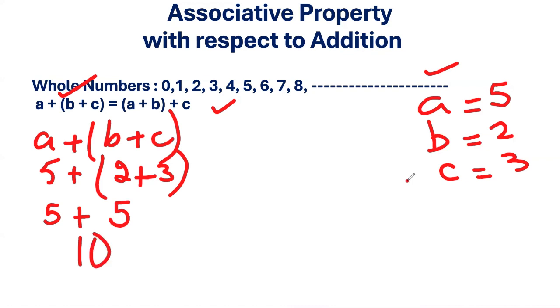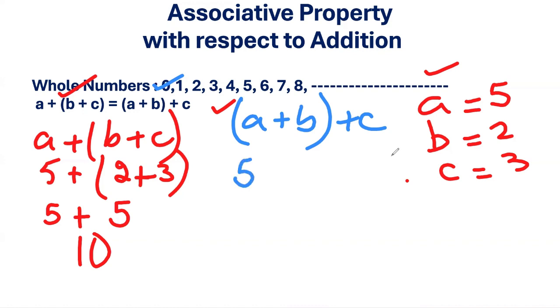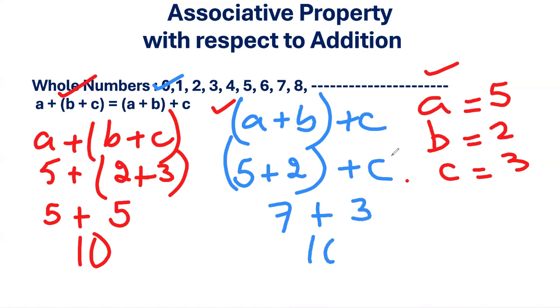Now we are going to substitute in the right-hand side, which is A plus B in bracket plus C. 5 plus 2, plus C. 5 plus 2 will give you 7. And the value of C is 3. And 7 plus 3 is 10. They both are equal. 10 is equal to 10. Left-hand side and right-hand side are equal to each other.